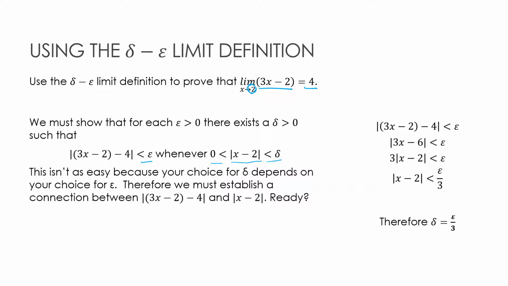This isn't as easy because my choice for delta is totally going to depend on my choice for epsilon, and they don't tell me what epsilon is. So we have to do some sort of connection. So how do I do that? Instead of using that value that I plugged in last time, which I think was 0.01, 1/100th, now I'm just going to put epsilon in there because I don't have a value. So I'm still going to do the same work. I'm still trying to get to x minus 2. In this case, I still was able to just factor out a value, in this case of 3, and find that |x - 2| is less than epsilon divided by 3. So therefore, delta is epsilon over 3.